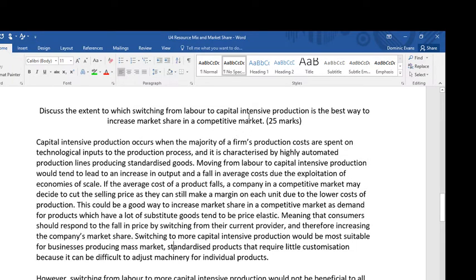However, is it suitable for all businesses in a competitive market? Well, switching to more capital-intensive production would be most suitable for businesses producing mass-market standardised products that require little customisation, because it can be difficult to adjust machinery for individual products. So I've put a bit of evaluation at the end of this paragraph by saying, is it going to be suitable for all businesses? Well, it will be most suitable for mass market standardised products.